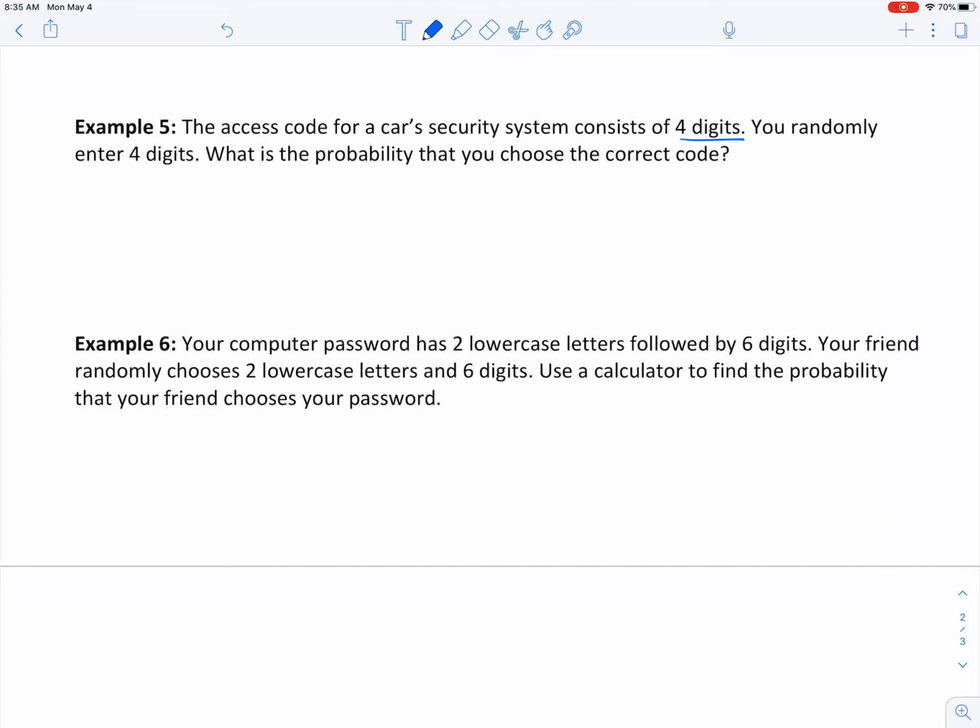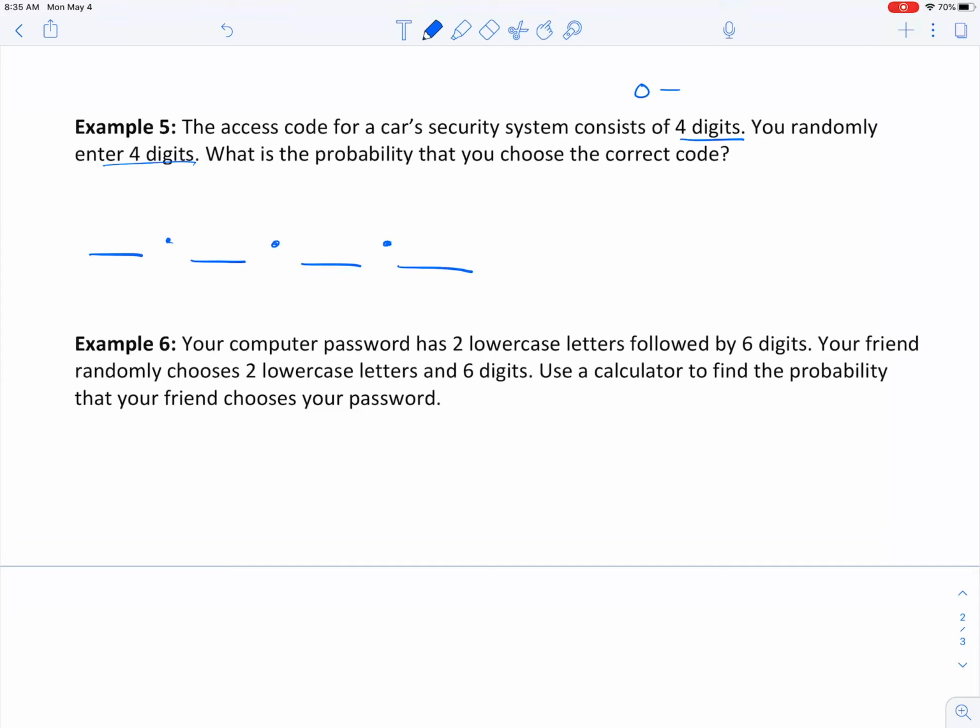Moving on to example 5. The access code for a car's security system consists of 4 digits. You randomly enter the 4 digits. What is the probability that you choose the correct code? Alright, so here's the deal. It's going to be 4 digits long, so I'm going to do those 4 spaces, and we know that we're using the multiplication principle. So we're going to multiply those numbers.